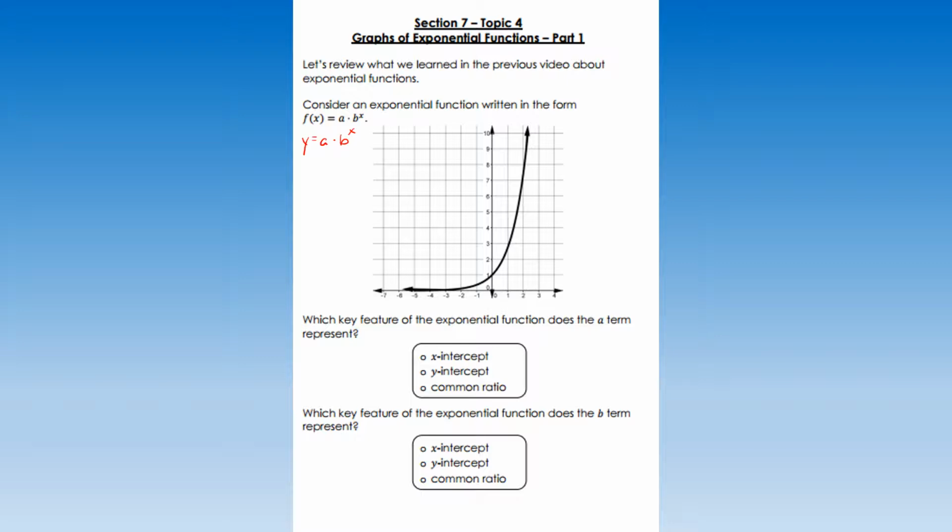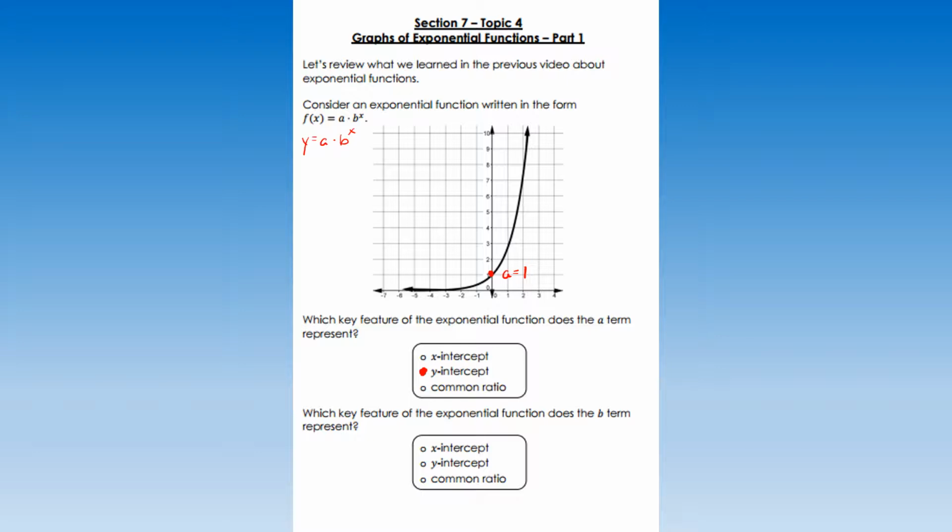Right, the a term in a times b to the x represents the y-intercept of the graph. If we look at this particular graph here, the y-intercept is where the line crosses the y-axis, and that's here where a is equal to 1.